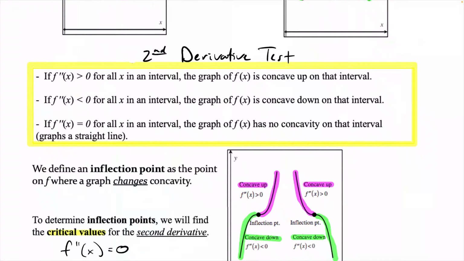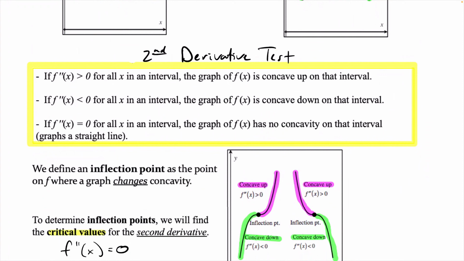Okay. Second derivative test. So second derivative test tells us about concavity. Just like the first derivative test told us about increasing or decreasing, if the function is increasing or decreasing. Second derivative test doesn't tell us anything about increasing or decreasing, but it does tell us about concavity. Concave up or concave down.